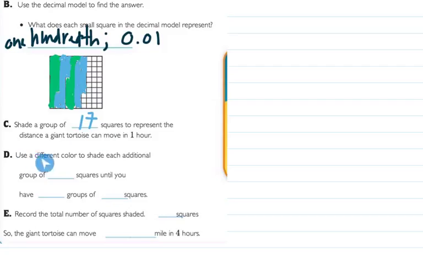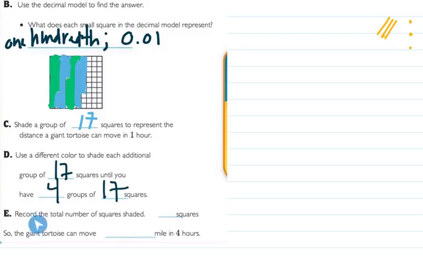So it says use different colors to shade each additional group to contain 17 squares until you have 4 groups of 17 squares. If you go back up here, you can see that I have 1, 2, 3, 4 groups, and in each of those groups you should have 17 squares. Remember, if you don't have color pencils, that's okay. You can simply use our shading techniques, which in class looked like those little dash marks, and then we used dots for the other ones. If you want to use that instead, that's totally fine.